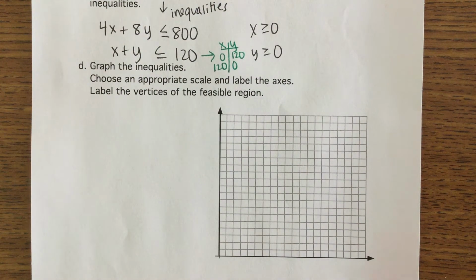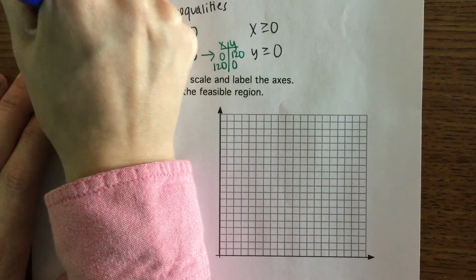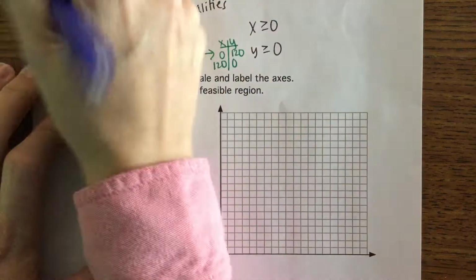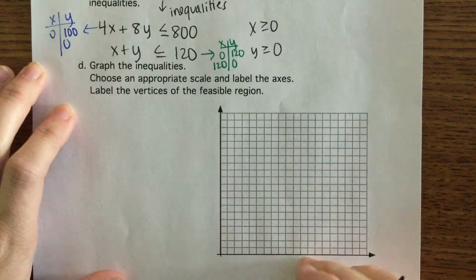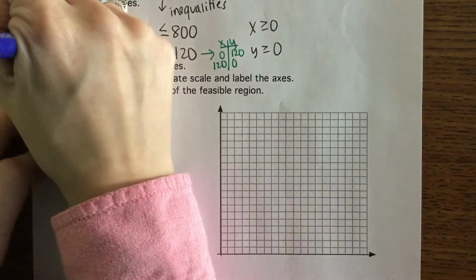Top one, we're also going to make an XY chart for. If I put a 0 in for X, I get Y to be 100. If I put a 0 in for Y, I get X to be 200.